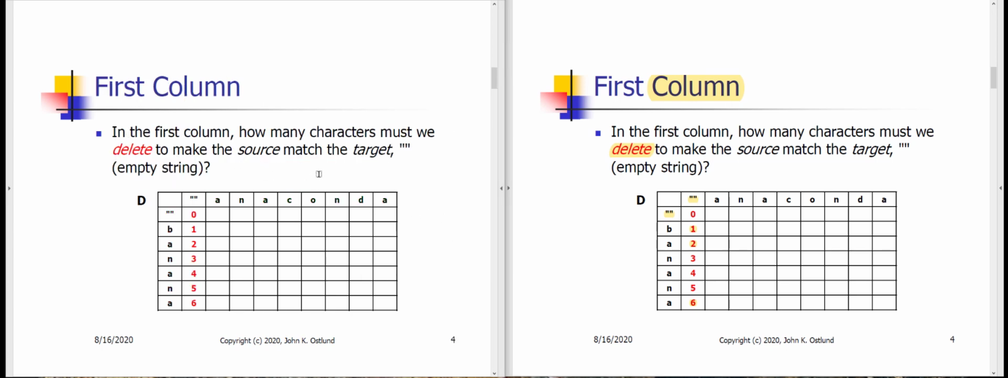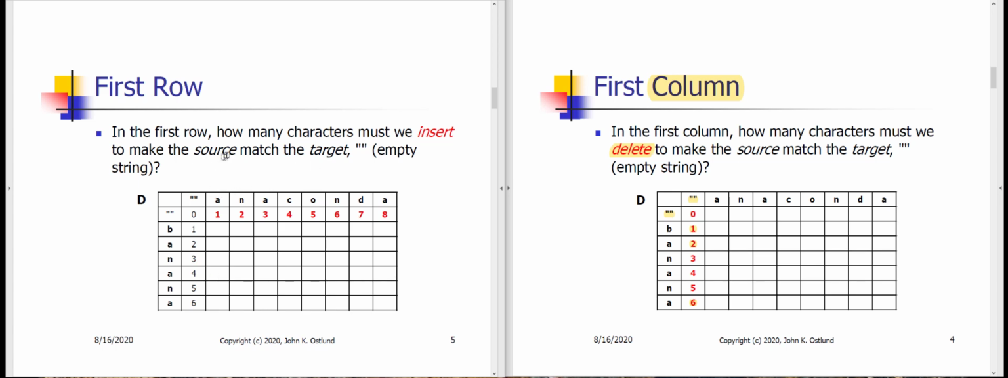Now let's take a look at the first row. And the analysis here is basically the same. If we're comparing this empty string prefix of banana, the source, with successive prefixes of the target string anaconda, well, we've already filled in the fact that our source string is already equal to the empty string, so we don't have any editing operations to do there. And what we're showing in the row, as opposed to the columns, is how many insert operations we would have to do in order to convert the source to match the target.